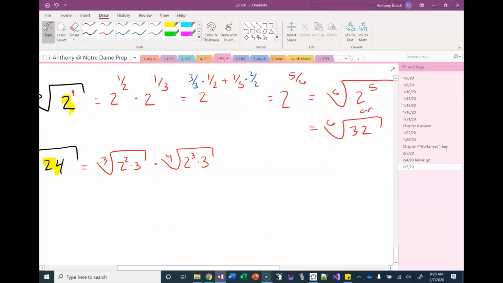Okay. So now I'm going to use my property to convert these into exponentials. So that's 2 to the 2/3 times 3 to the 1/3 times 2 to the 3/4 times 3 to the 1/4. Is everybody okay with what I did there? I just used that definition in the very beginning to rewrite each of these as an exponential form rather than the radical form.